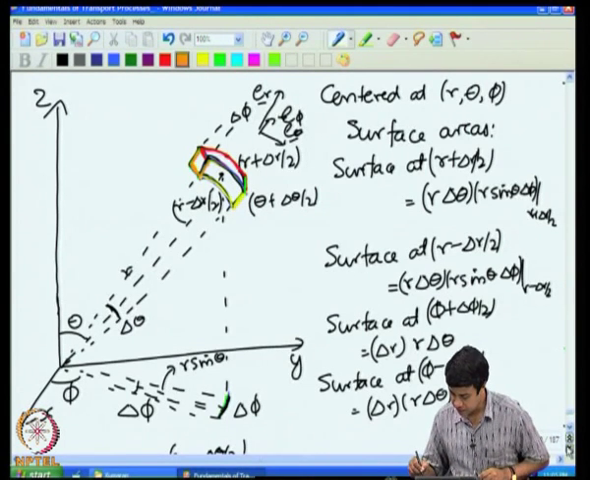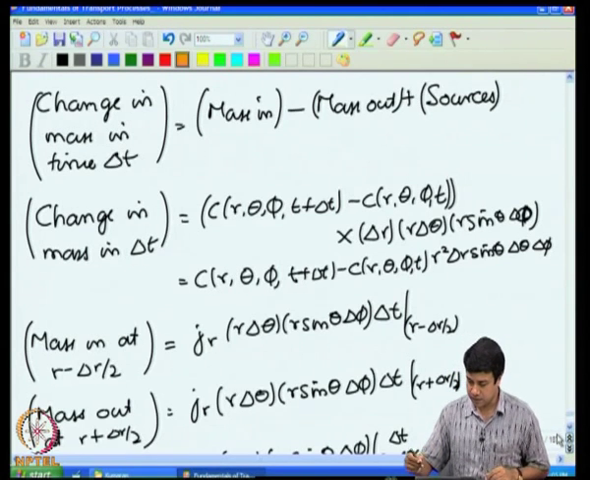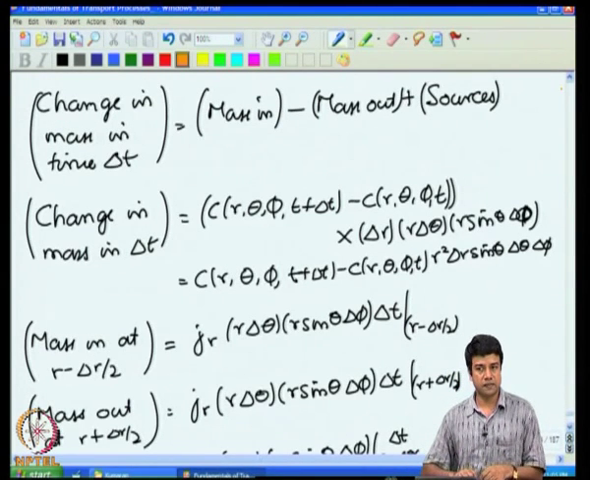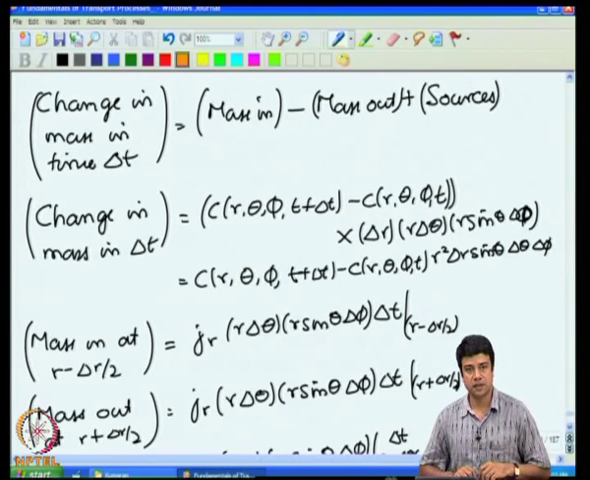So, the surface areas have to be constructed carefully. You have to take into account the actual length that is travelled in each of these coordinate directions.